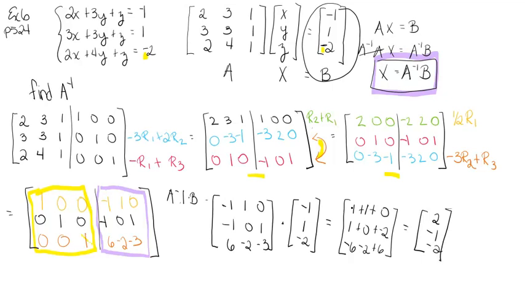So this should be my solution, which is my x, y, and z matrix. In other words, the inverse of matrix A times matrix B gives me x, which is in the purple box up here. Okay? This is another way to solve a system of equations by using inverse matrices.